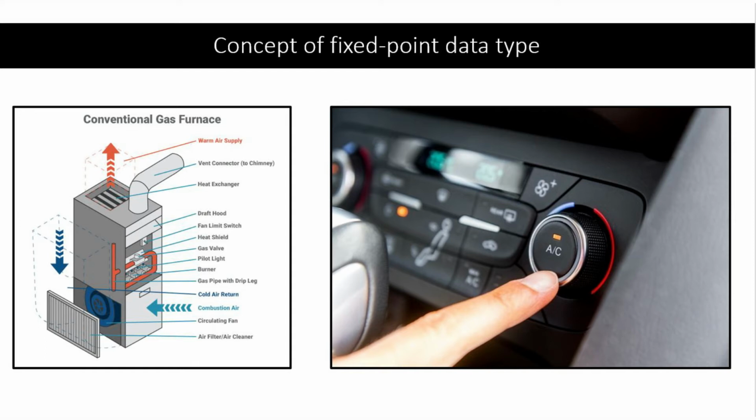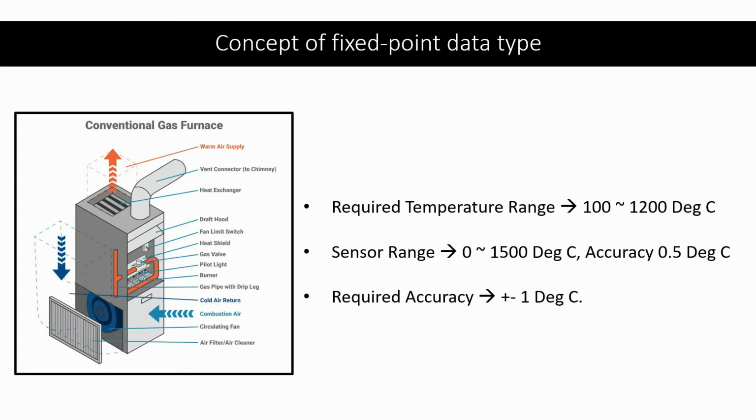We are going to use two examples where a temperature sensor is used for different applications. The first example is a conventional gas furnace, and the second example is an automotive air conditioning system. In the conventional gas furnace, the required temperature range is 100 to 1200 degrees Celsius, while the sensor supports a range of 0 to 1500 degrees Celsius, and it also provides accuracy of 0.5 degrees Celsius. However, the required accuracy for the gas furnace is plus minus 1 degree Celsius.